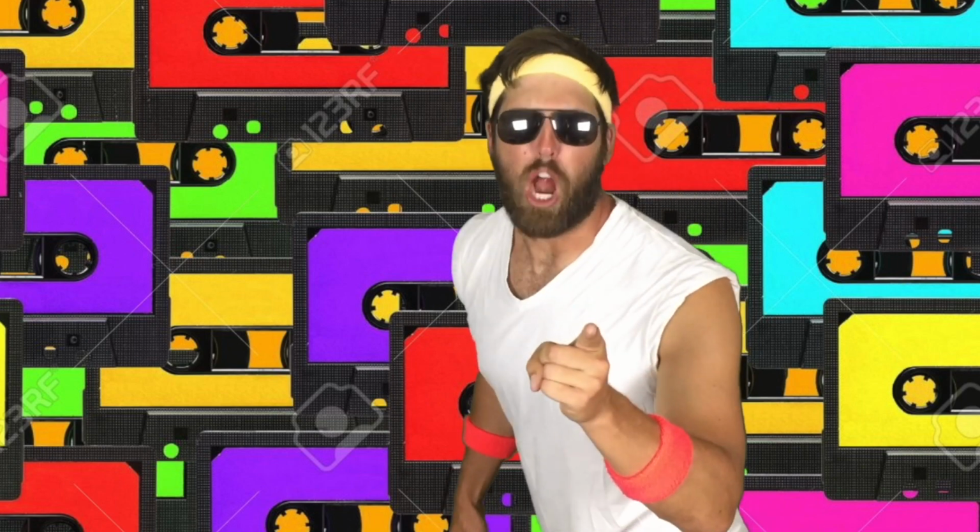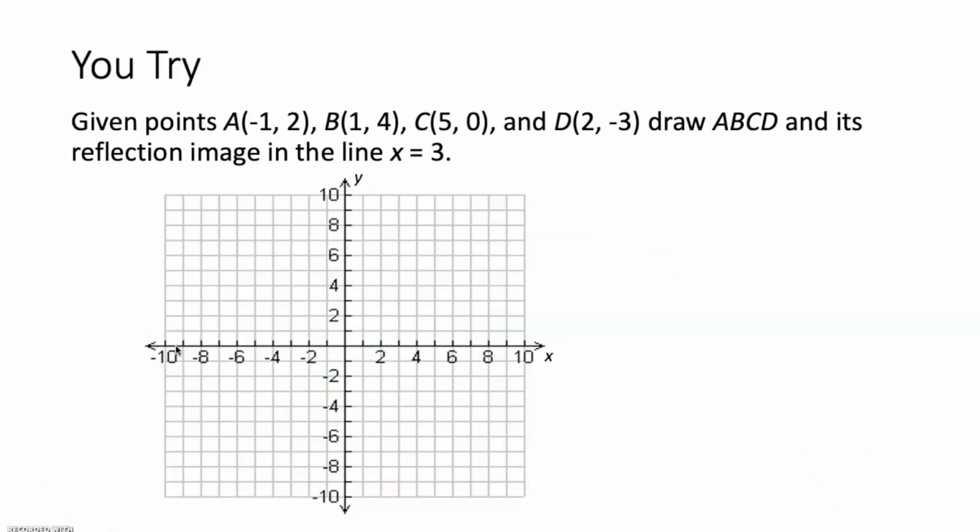It's time for you to try. So we're doing the same thing here. We want to plot these points. Point A is at (-1, 2). Point B is at (1, 4). Point C is going to be at (5, 0). And D is going to be at (2, -3). Again, I'm going to reflect. This time it's going to be in the line x equals 3.